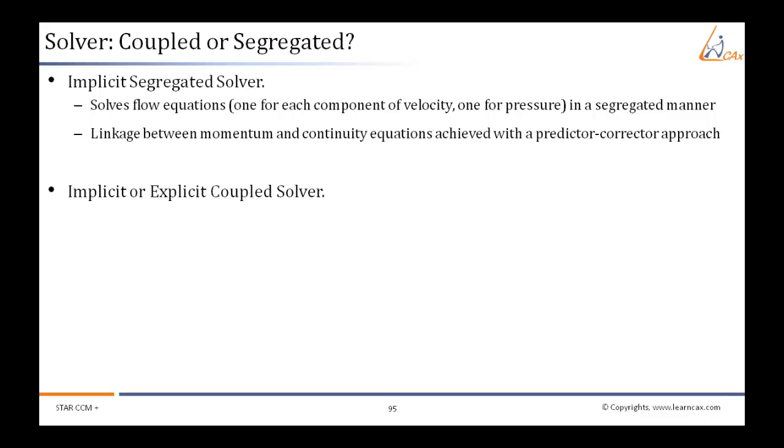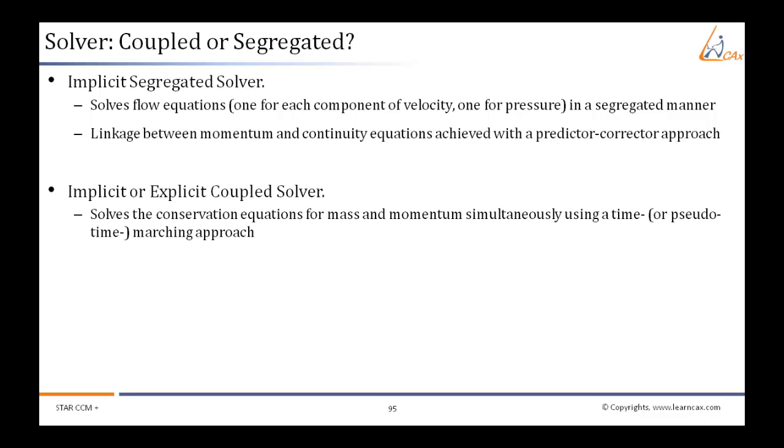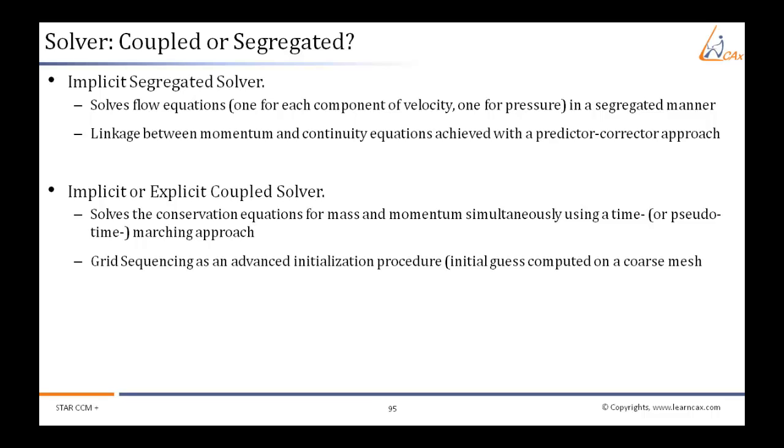Another solver is the coupled solver. The coupled solver can be implicit or explicit. It solves the conservation equations for mass and momentum simultaneously using a time marching approach or pseudo-time marching. It also uses grid sequencing, which means an initial guess is computed on a coarse mesh before starting actual calculations. All solvers use the algebraic multi-grid or AMG method.